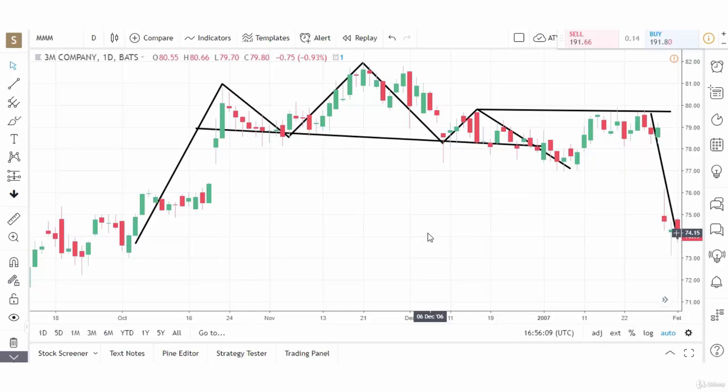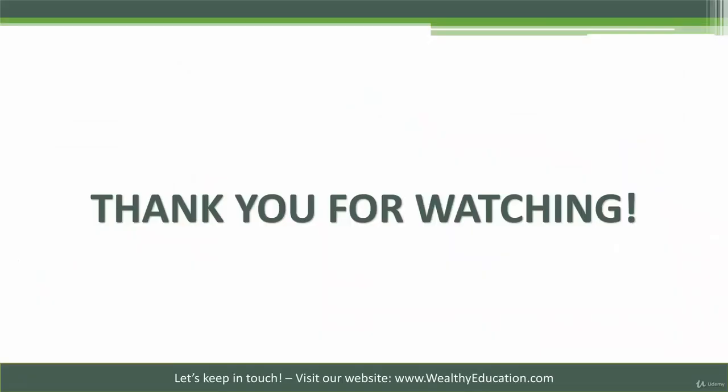So that's the head and shoulders pattern in the stock of 3M. Thank you for watching this video on the head and shoulders pattern and the reverse head and shoulders.